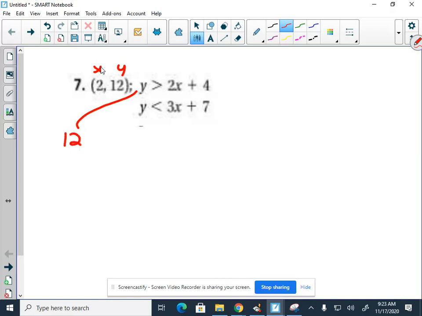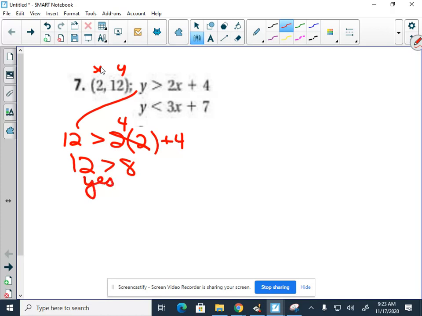inequality. I'm going to put 12 in for Y. And then over here for X, I'm going to put in 2. And then you have to answer, is 12 greater than, 2 times 2 would be 4, and 4 plus 4 would be 8. Is 12 greater than 8? Yes.